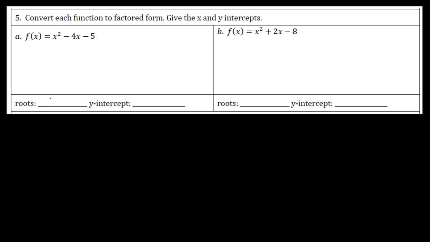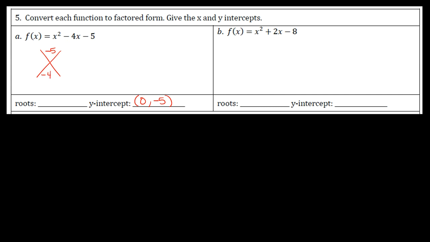Number 5, we're going to identify the roots and y-intercept. We can easily identify the y-intercept because it's in standard. And then we're going to put this in factored form, and then we can easily identify the roots. So my y-intercept is (0, -5). There's no GCF. My A is not negative, so I can simply use my graphic organizer and multiply 1 times -5, and then my B value is -4.